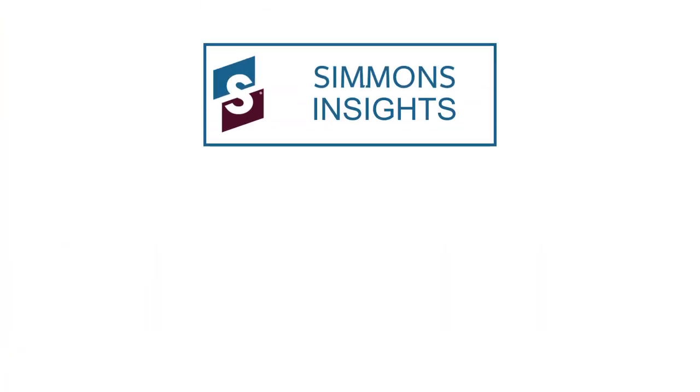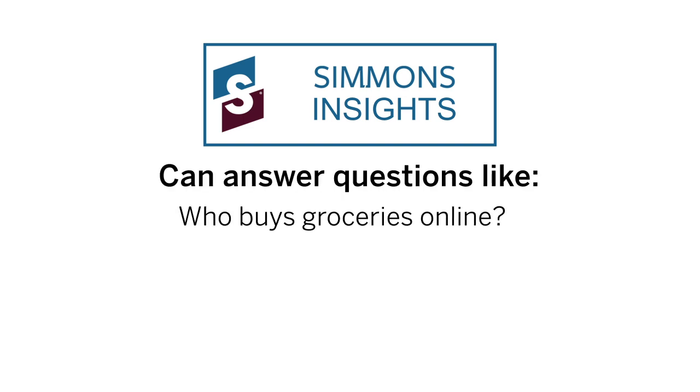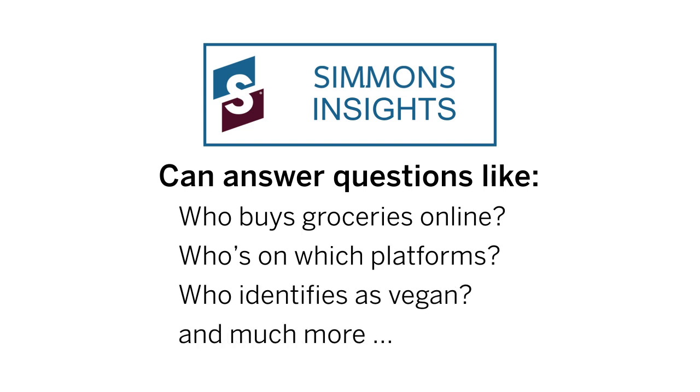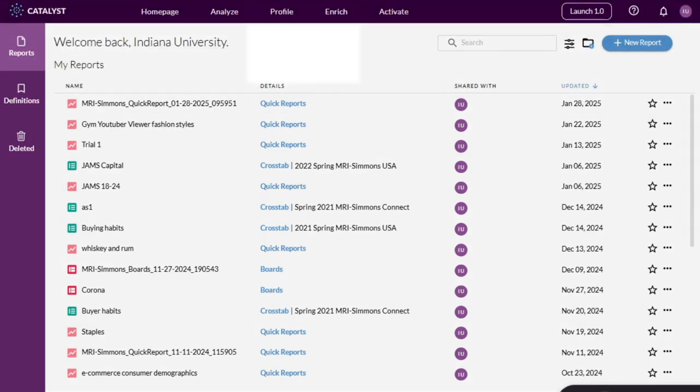Simmons Insights also has data on consumer behaviors and attitudes. We might choose to look at who buys groceries online, for example, or see which consumers use which social media platforms, or who's most likely to identify as vegan. There are several different kinds of reports available, but let's start with an easy one, like a demographic profile.